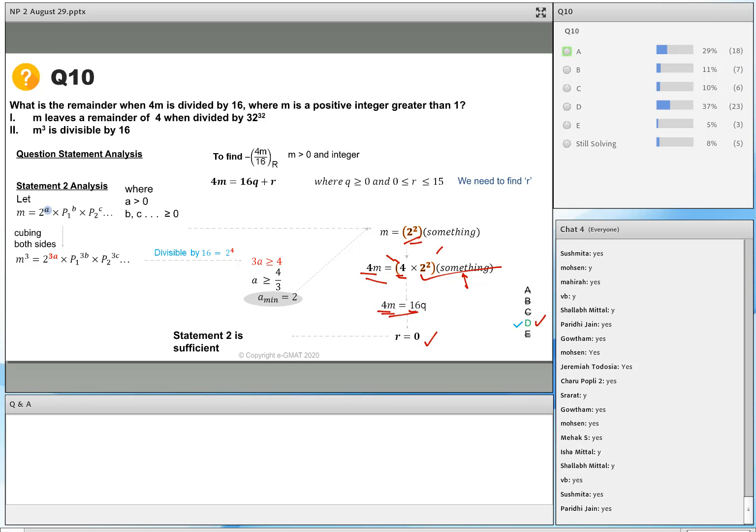Is the solution clear to all of you? A very, very nice question. Definitely a 750 level or even a 750 plus level question. But breaking the question into 6-7 parts helped us reach the answer without any problems.